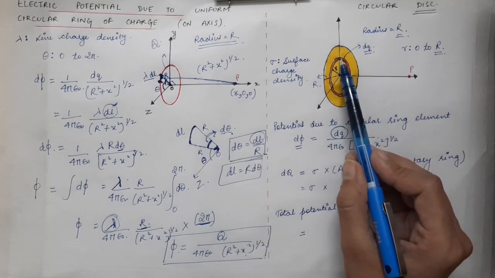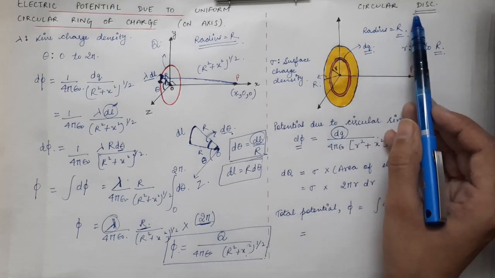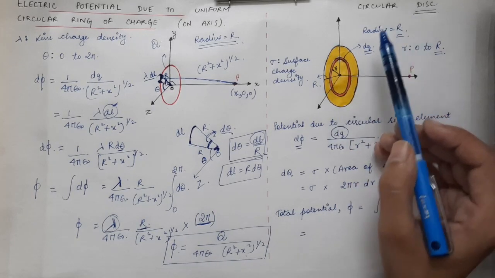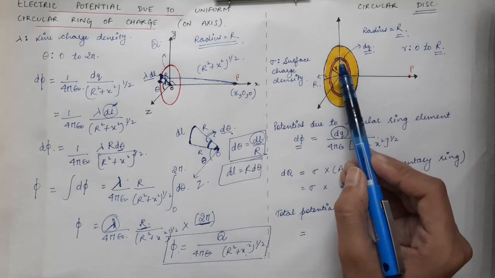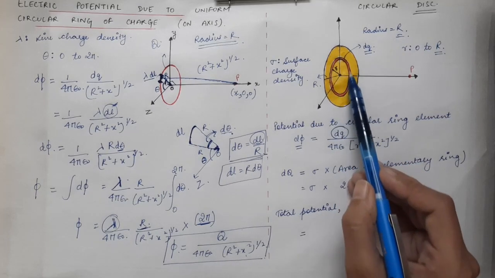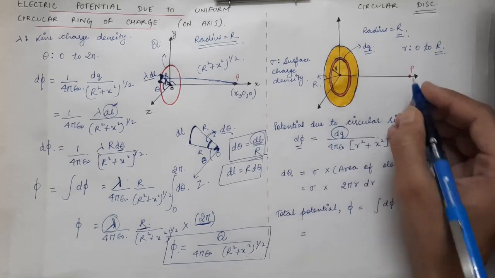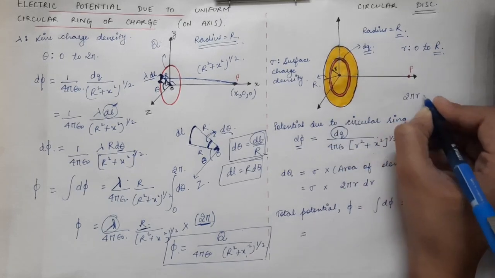In the article on the electric field due to a circular disc, in the first chapter of electric field, we calculated that the area of this circular ring element is equal to 2 pi r into dr.